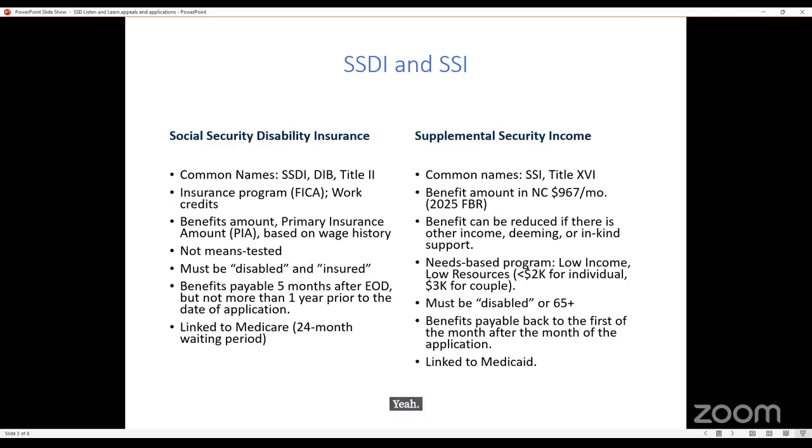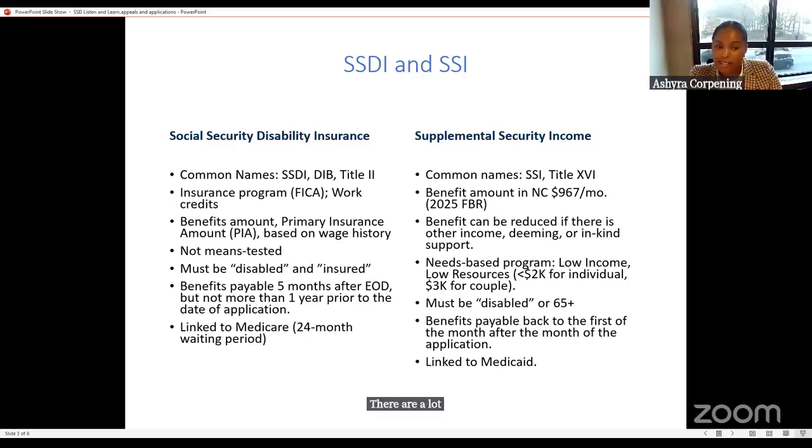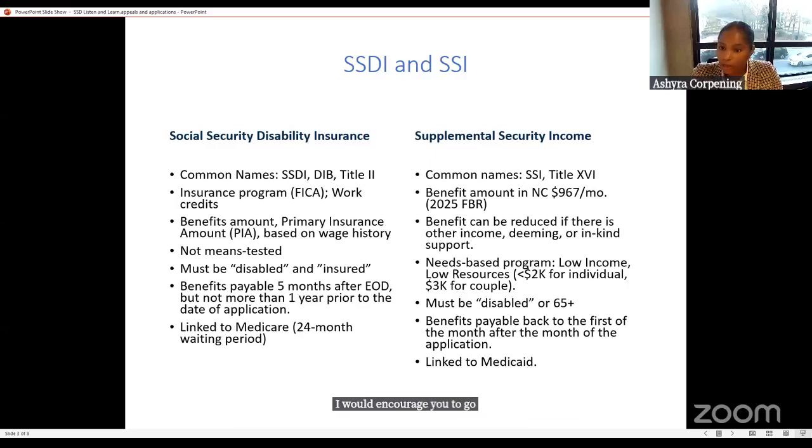Someone is asking what would be some of the qualifying mental health disabilities that might qualify for one of these benefits? There are a lot, actually. SSA uses something called listings, medical listings. And there they'll list some of the things that you could receive disability for. I would encourage you to go onto the website and look at those medical listings because there are too many to know or name here.